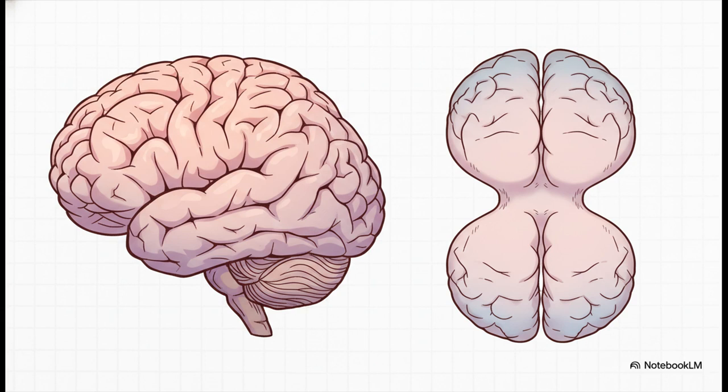Well, if they don't reach their destination, the brain's surface can't organize and fold properly. The result is a condition called lissencephaly, which literally means smooth brain. This failure to fold can give the brain this really distinctive figure 8 or hourglass shape because the big major fissures are there, but all the complex smaller folds are just gone.